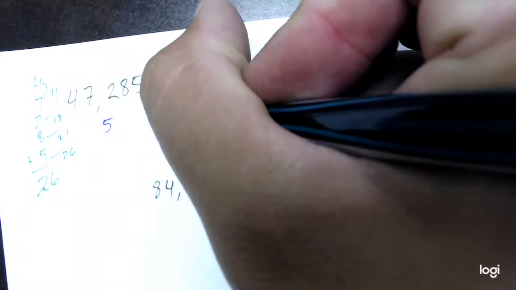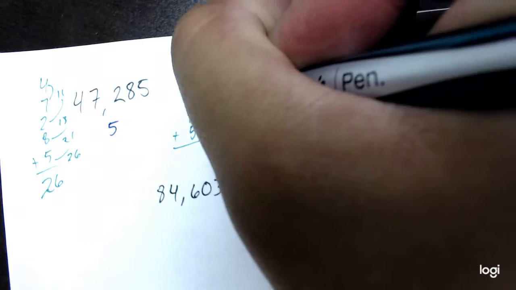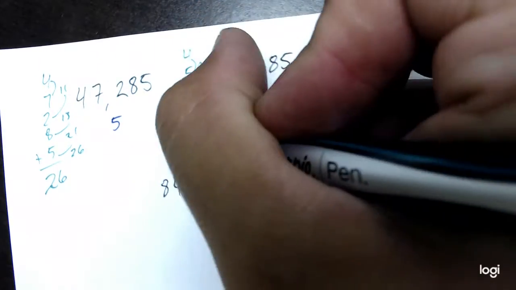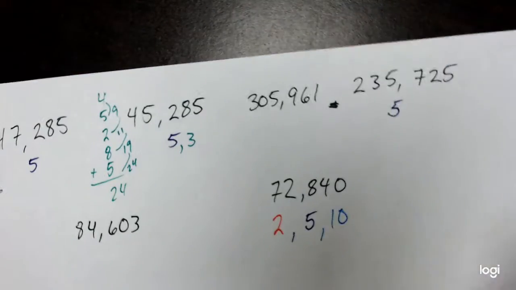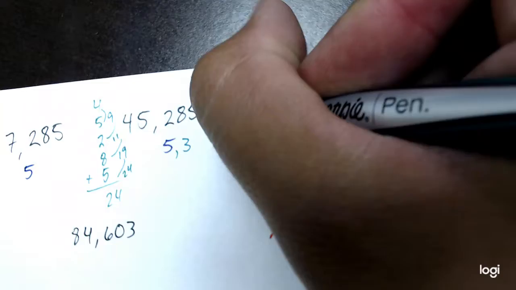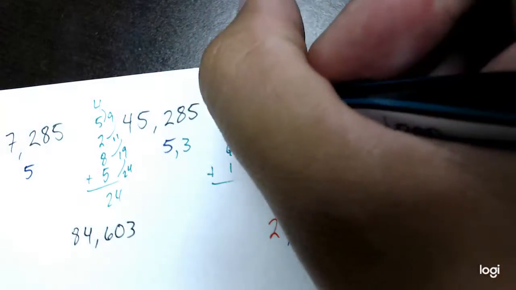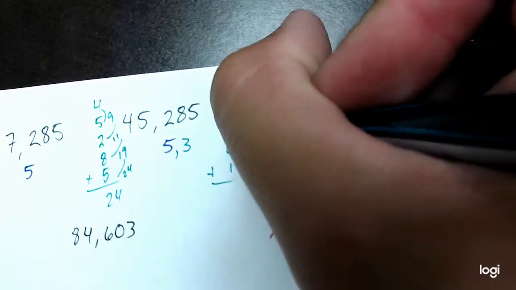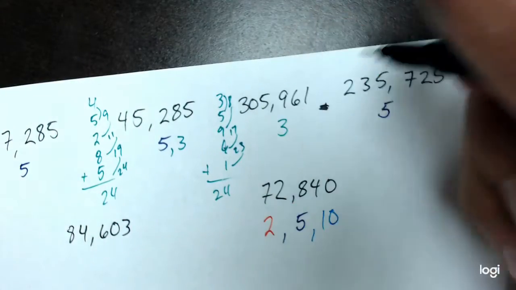Then we have 4, 5, 2, 8, and 5. Let's add all of these up. We have 9, 11, 19, and 24. Hey, 24 is divisible by 3. So this one is also divisible by the number 3. Then here we have 3, 5, I'm skipping the 0, 9, 6, and 1. Gives me 8, 17, 23, 24 again. 24 is divisible by 3. So this number is divisible by 3.